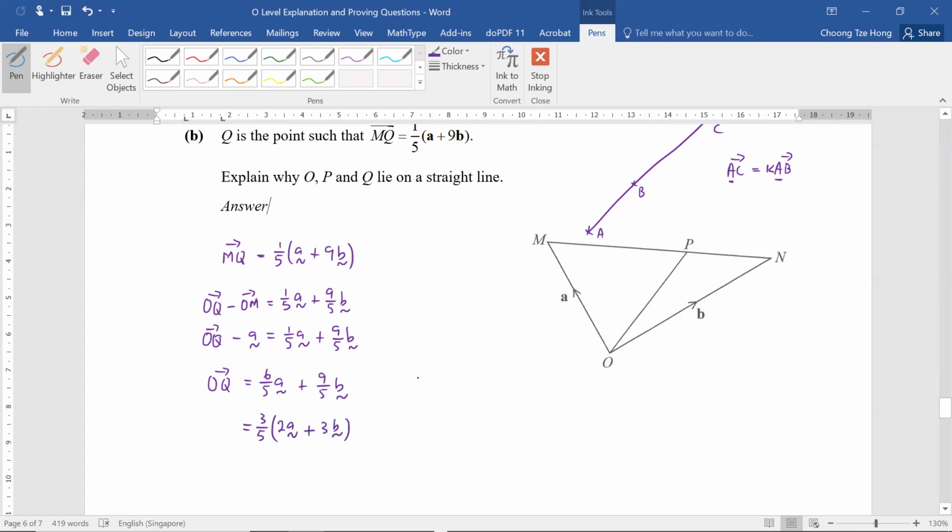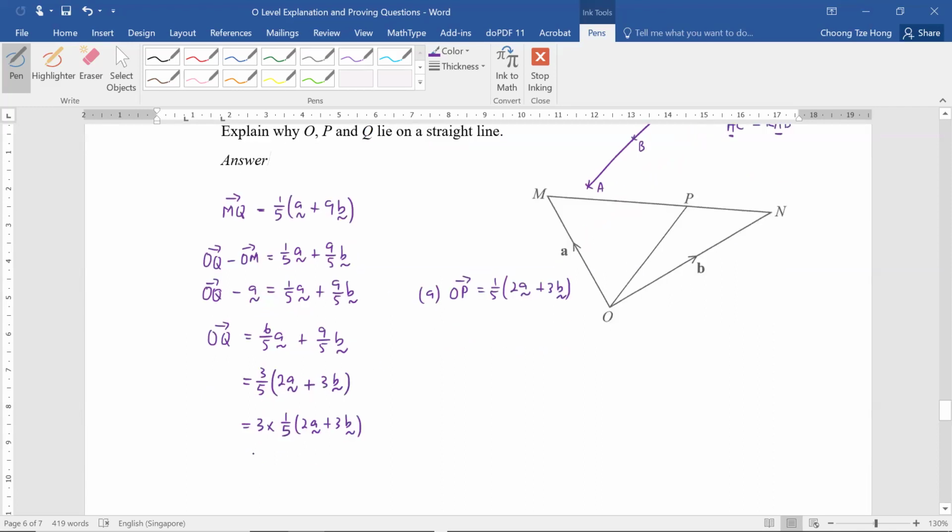If you recall from part A, we showed OP to be 1/5 (2A plus 3B). So you can see that they are already scalar multiples of each other, because 3/5 we can express this way: 3 times 1/5 (2A plus 3B). And 1/5 times (2A plus 3B) is actually OP. So in other words, OQ is 3 times OP. So we have shown that OQ is a scalar multiple of OP, and they share a common point O, and hence OP and Q will lie on the same straight line.